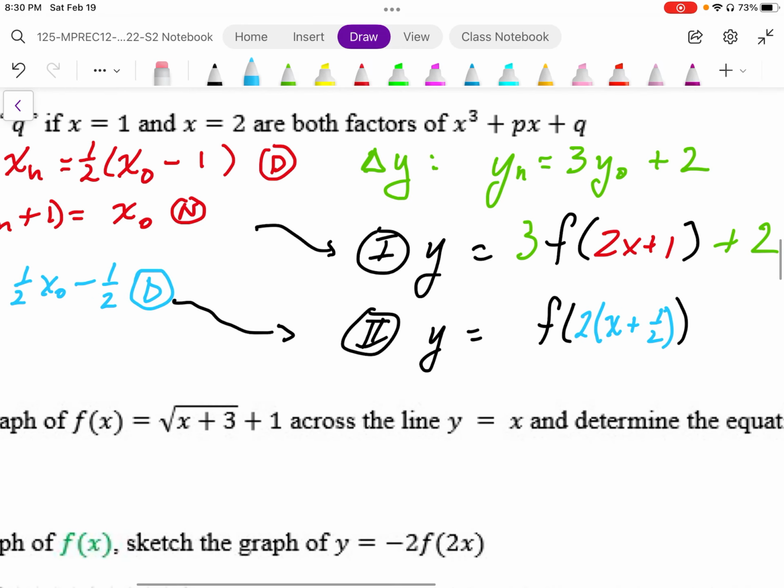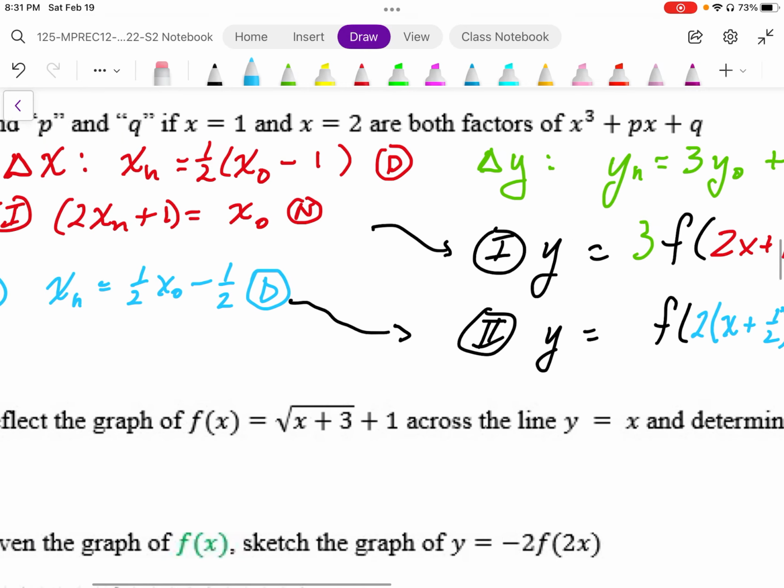Now, looking at the blue and the red, if you actually get rid of the brackets in the blue, we'll end up with exactly the same expression as red. So they are algebraically exactly the same. So the transformations are exactly the same. They're just using two different strategies.